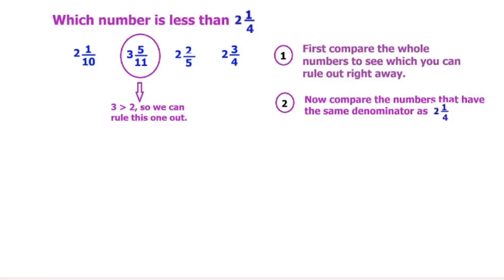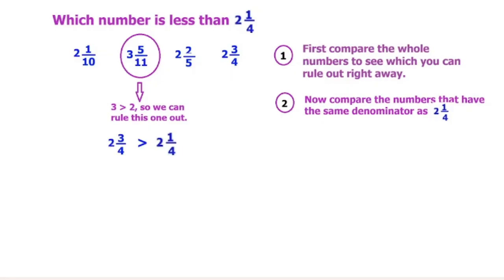Now compare the numbers that have the same denominator as 2 1/4, because that'll just make it easier off the bat. This has a denominator of 10, this has a denominator of 5, this has a denominator of 4. So we could very quickly compare these two. 2 3/4 is greater than 2 1/4, right?